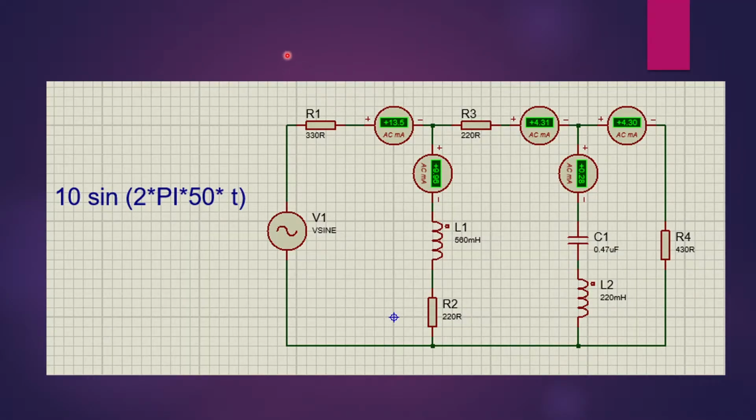In this assignment, we are also required to measure the current for each branch in the circuit that we used before. As we can see, we find 5 currents in this circuit: the current passed through R1, the current passed through L1 and R2, the current passed through R3, the current passed through C1 and L2, and the last current passed through R4.